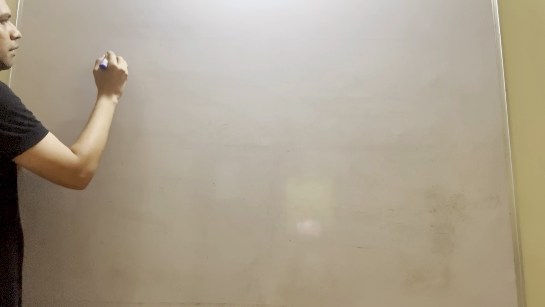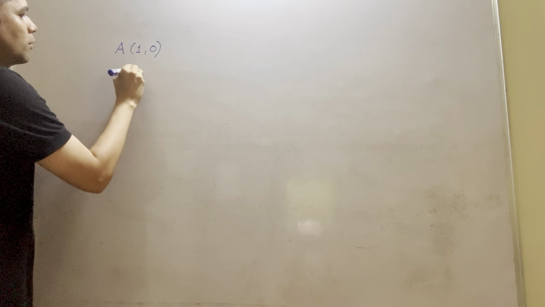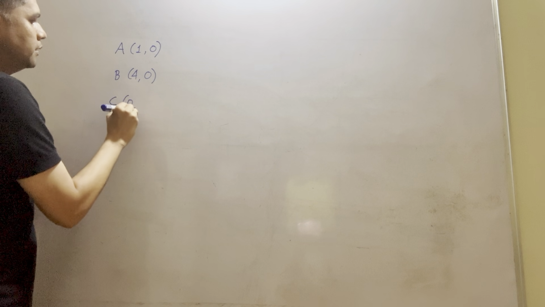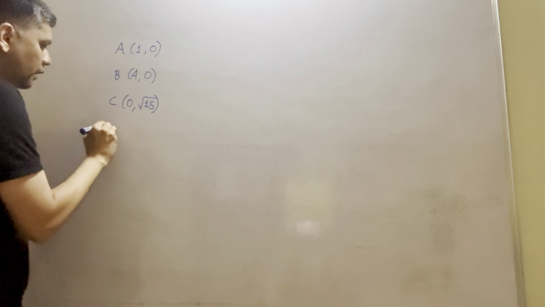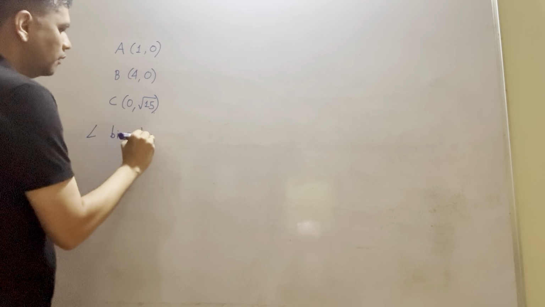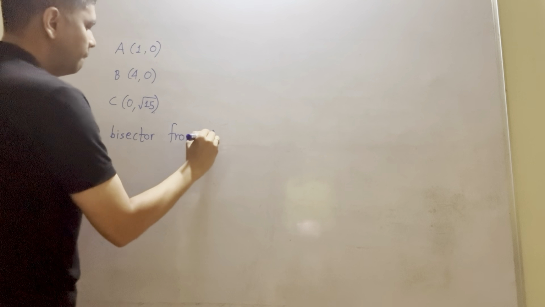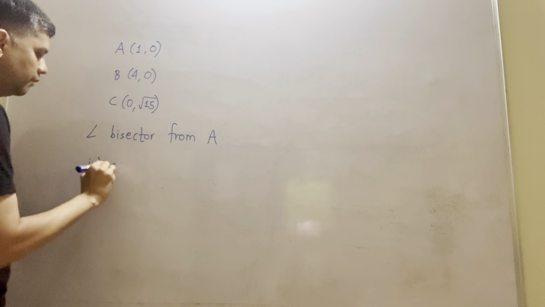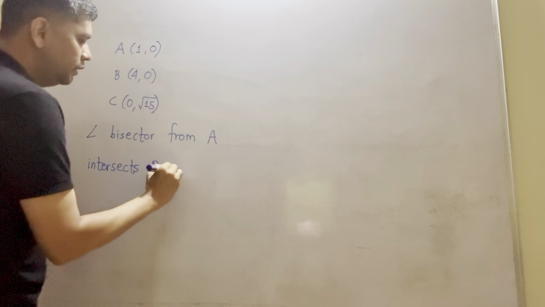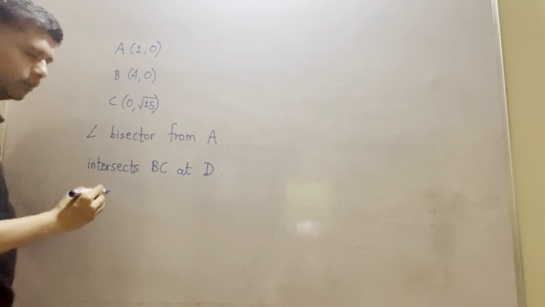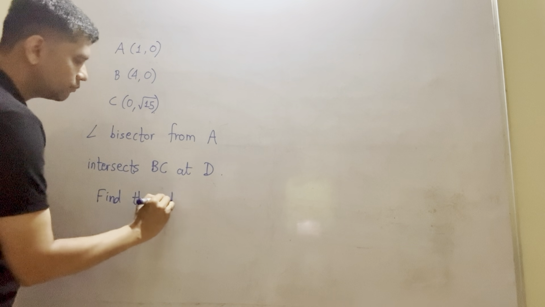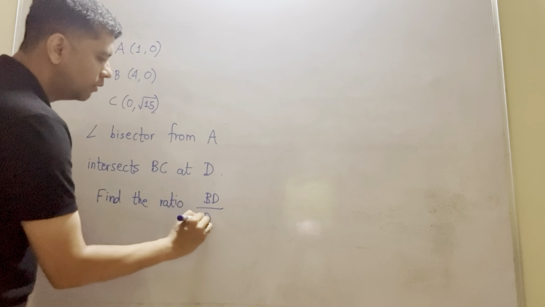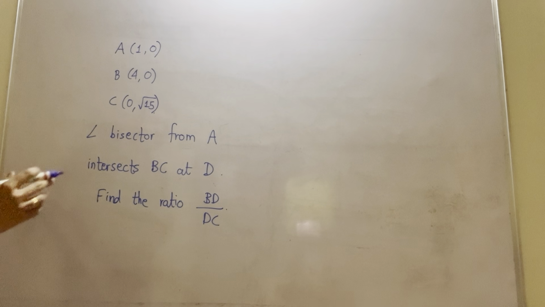So let us say that there is a triangle formed by points A (1, 0), B (4, 0), and C (0, root 15). Okay, these are the 3 points. Then they say angle bisector from A intersects BC at D. Okay, then the question is find the ratio BD is to DC.